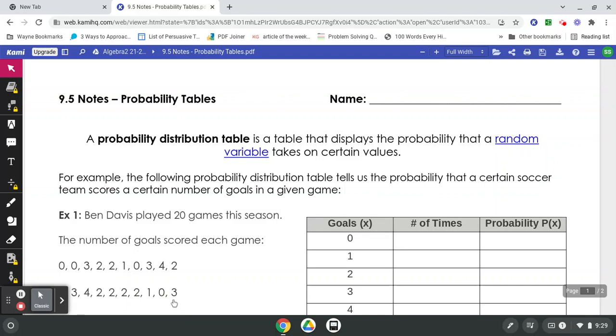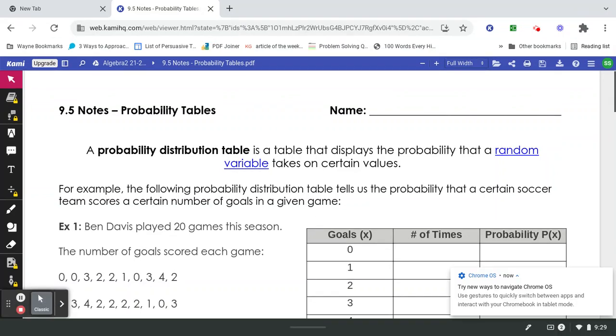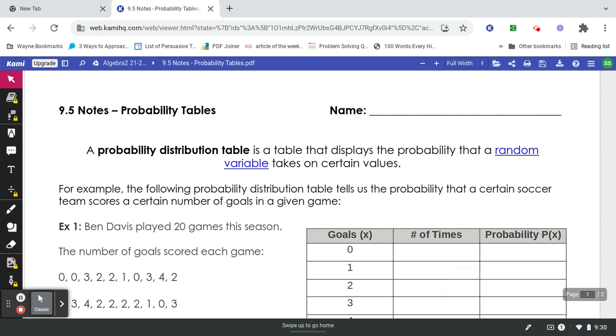These are the 9.5 notes for algebra. We're talking about probability tables today. So, definition of a probability table. It's a table that displays the probability that a random variable takes on certain values.